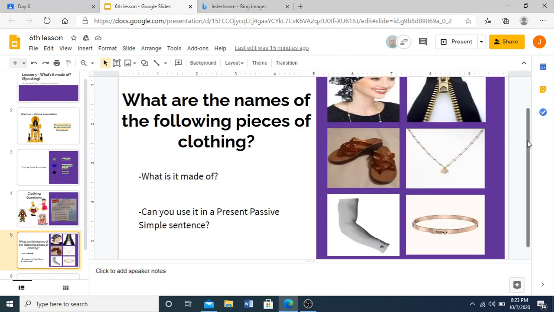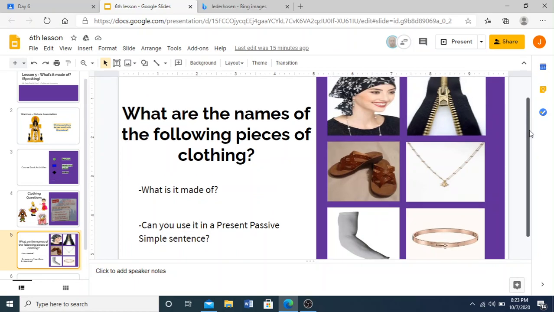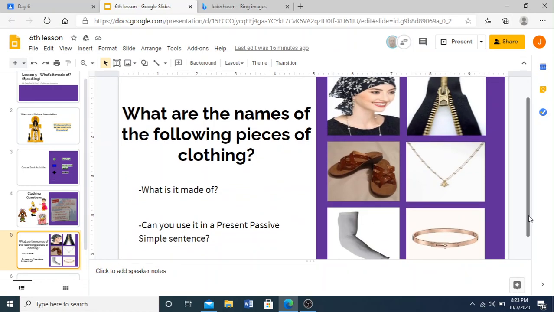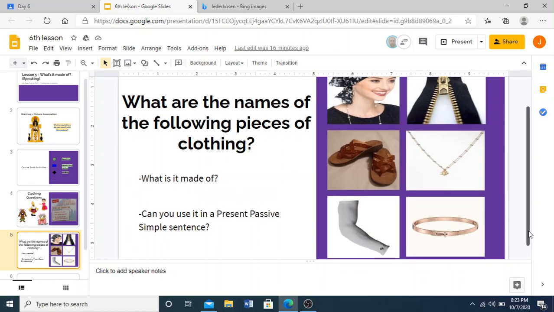Yes, so the next thing is for us to practice our vocabulary of pieces of clothing. So what are the names of the following pieces of clothing? Here in this picture we have one, two, three, four, five, six. What are the names of the following pieces of clothing? Tell us. Take 2 minutes. Let's discuss it. First picture, second, third, fourth, fifth, sixth. What is shown in these pictures? Can somebody tell us?